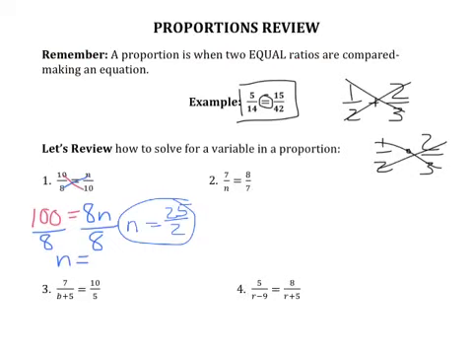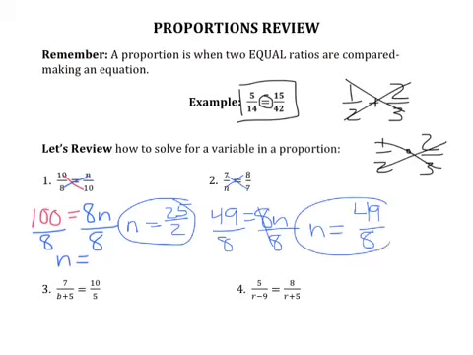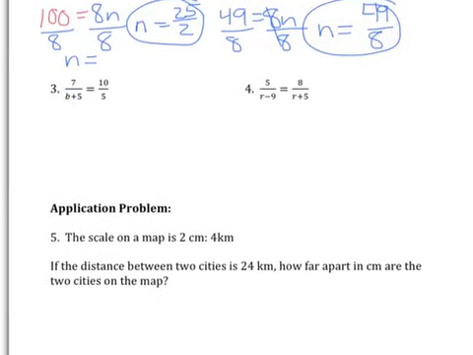Okay, so cross multiplying here, I have 7 times 7, that's 49. And then on the other side, n times 8, that is 8n. I go ahead and divide by 8 on both sides. And I don't think that reduces at all. I think it just stays 49 over 8. Okay. All right, let's go ahead and look at one that's a little more complicated here.